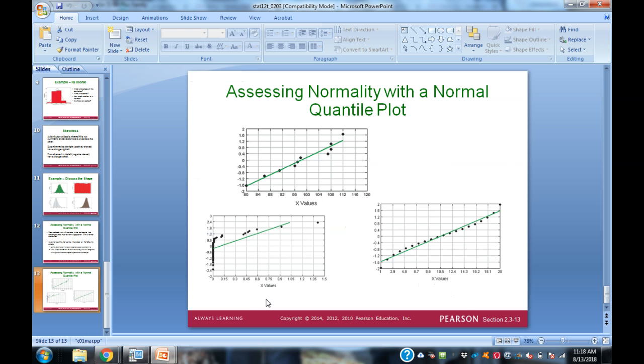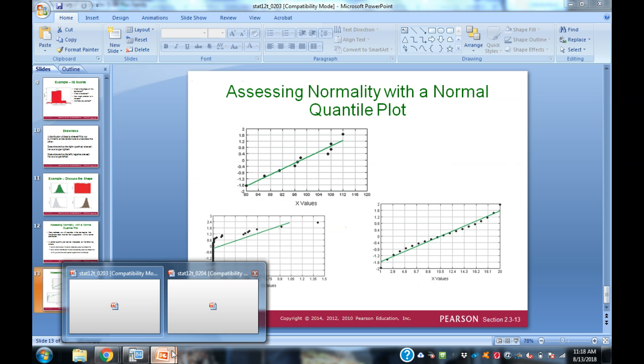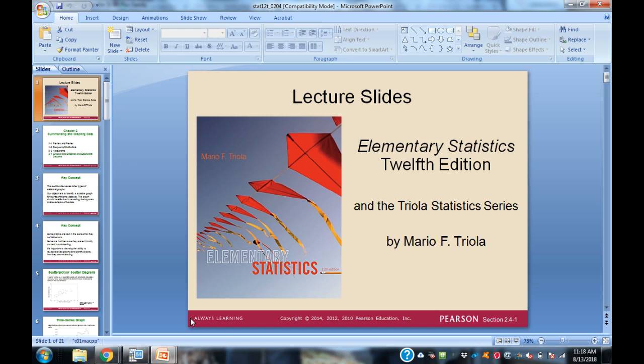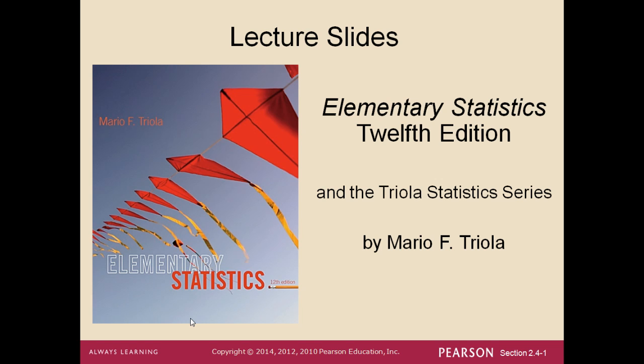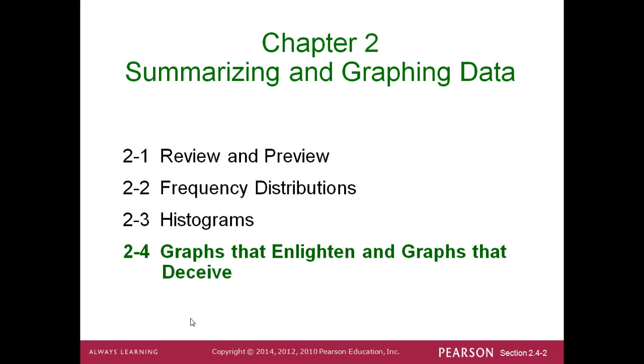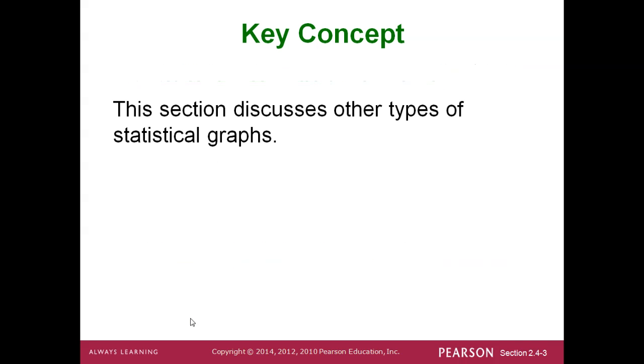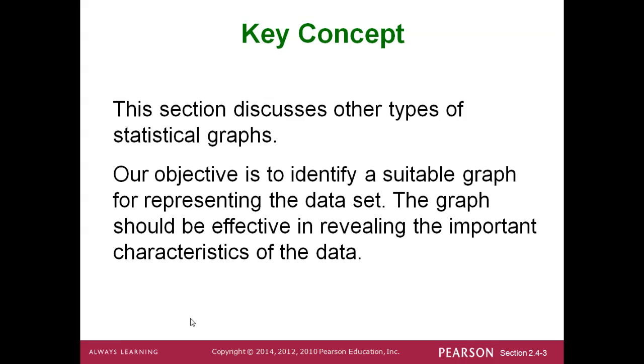All right, let's look at the last section. So first, section 3, a lot of information about histograms. Section 4 is graphs that enlighten and graphs that deceive. So we're going to be looking at different types of graphs and how we can approach those, and look at them as either really good ones or not so good ones. Other types of graphs besides a histogram, we're going to look at some of the different ones.